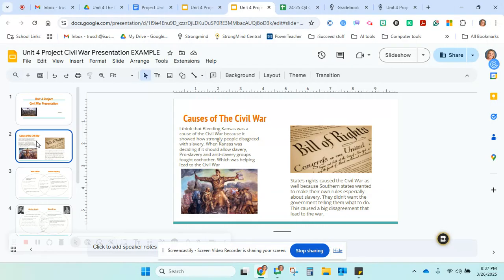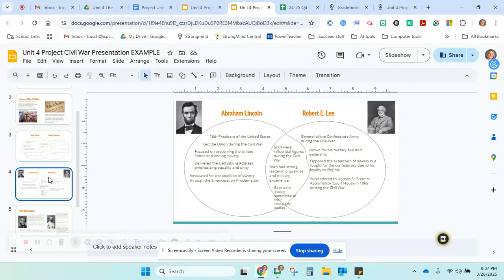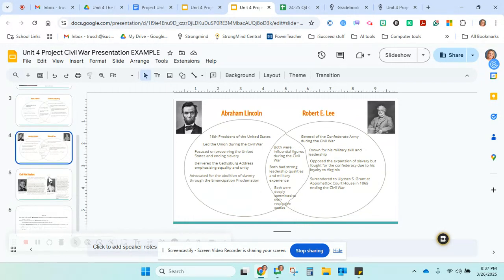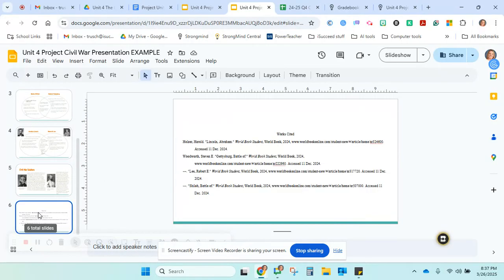Here's another one that talks about causes of the Civil War. It talks about Bleeding Kansas and states' rights, Battle of Shiloh, Battle of Gettysburg, Abraham Lincoln, Robert E. Lee, Joshua Lawrence Chamberlain, and Nathan Bedford Forrest. Once again, those are some leaders as well, but we try, right? And then here's the works cited.